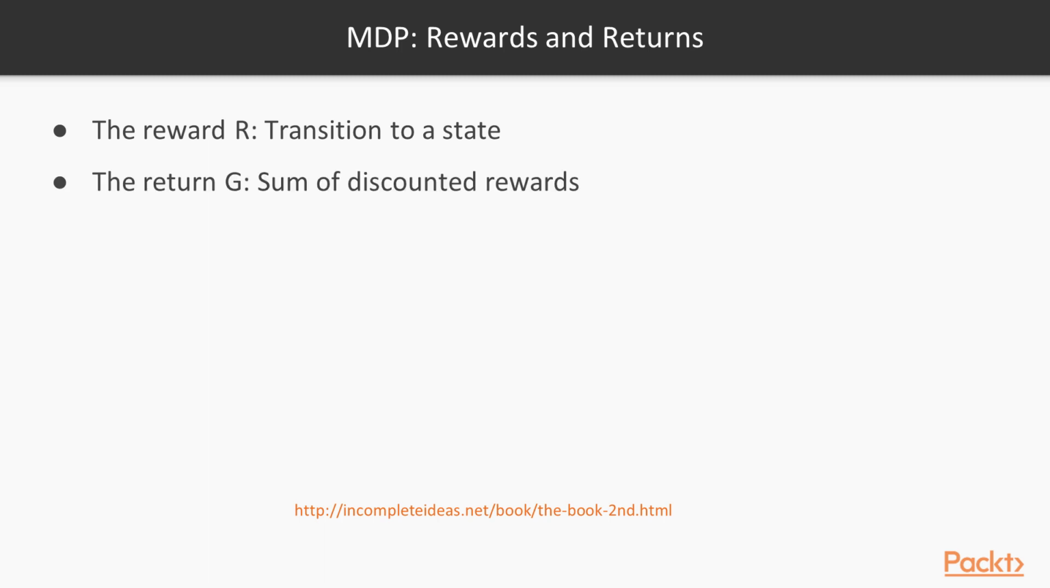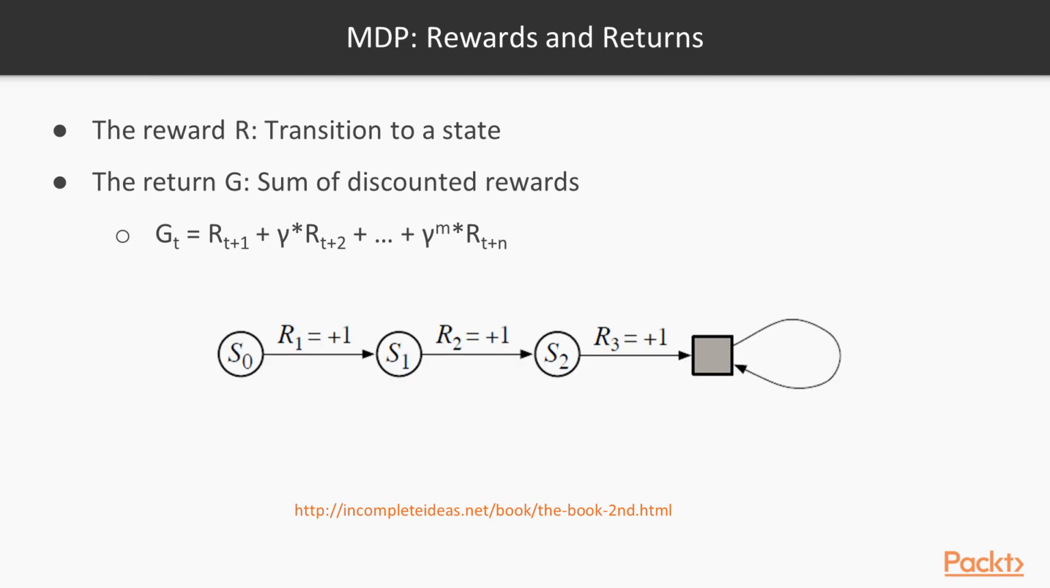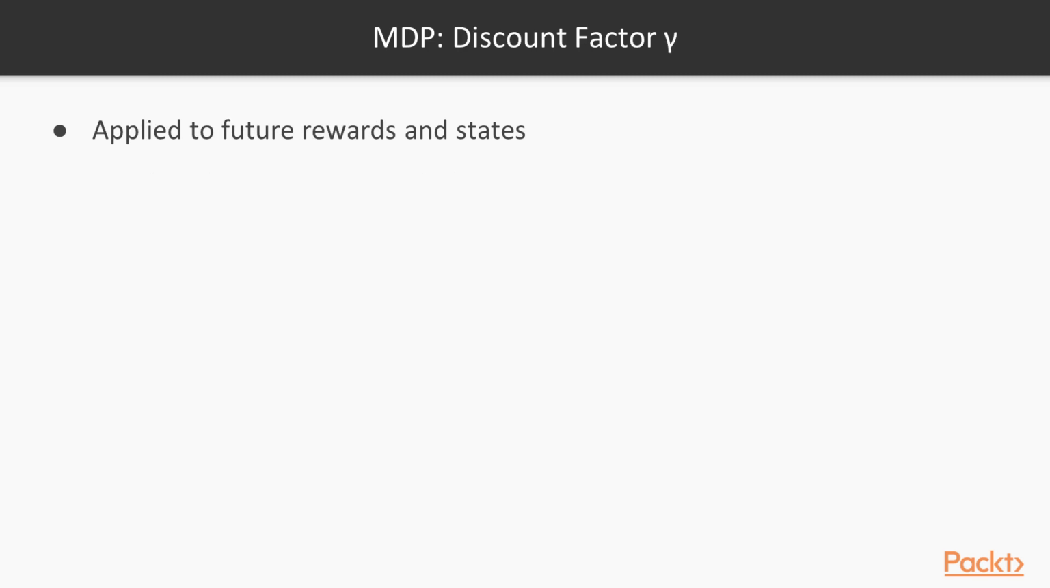The return G is a sum of rewards discounted from the current time step t. The formula for G sub t is R sub t plus 1, plus gamma times R sub t plus 2, and so on until the end of the return. Note how gamma is continually multiplied by itself. The discount factor gamma is applied to future rewards and state valuations. Gamma accounts for the uncertainty in the environment. Gamma also makes the math more convenient.